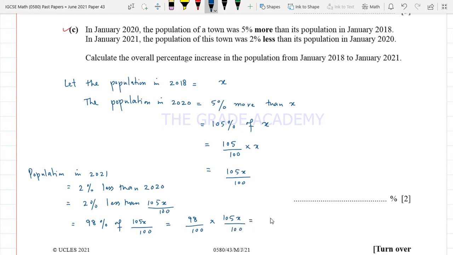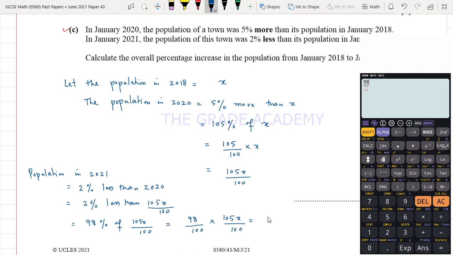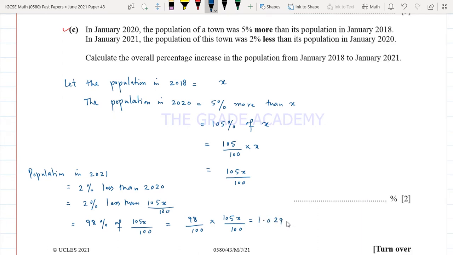Which is equal to 98 times 105 over 100 times 100, which is equal to 1.029X. Okay, so this is the population in 2021. Now we have to calculate the overall percentage increase from 2018 to 2021. So we have to first find the difference in the population values of 2018 and 2021, which will give us the increase.